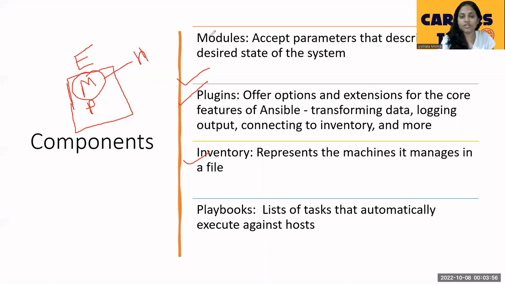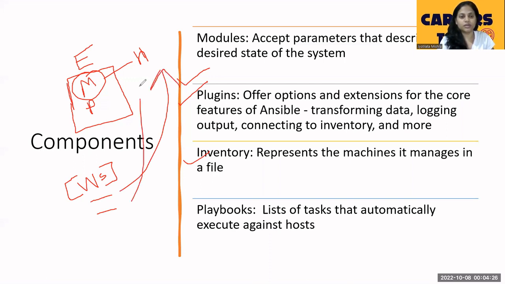Inventory represents the machines it manages in a file. For example, for your application you've got backend or database servers, right? You can specify them using this format. You can say, this is my web server, and specify the IP address. This would contain the IP addresses of these host machines. When I come later in the session, where I'll be executing some of the commands and showing you, you will understand what exactly we mean by inventory.